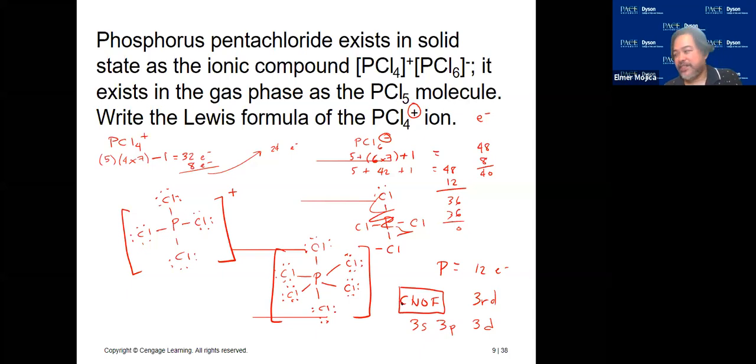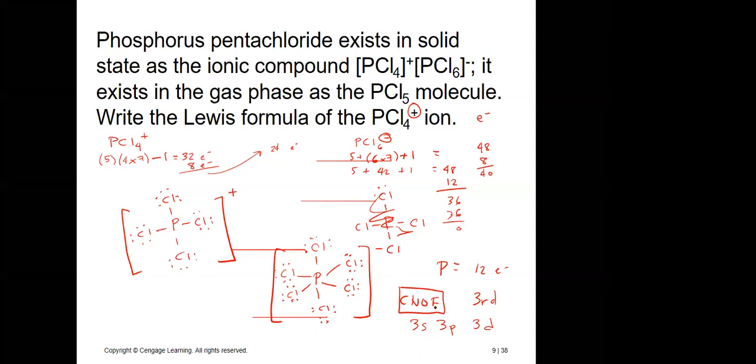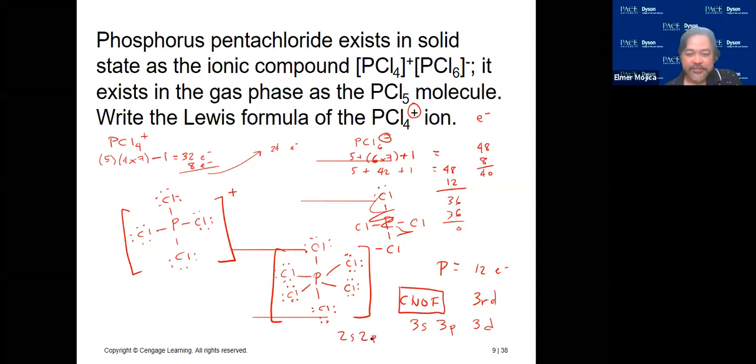What period do you find C, N, O, and F? The second. So in the second, you only have a 2s and a 2p. It can only accommodate at most 8 electrons. But if you go to the third period, it has an additional orbital there. So that additional orbital will allow you to have extra, more electrons.